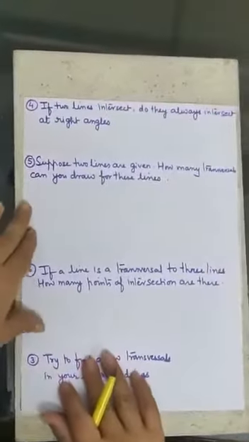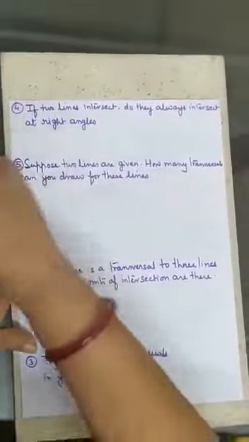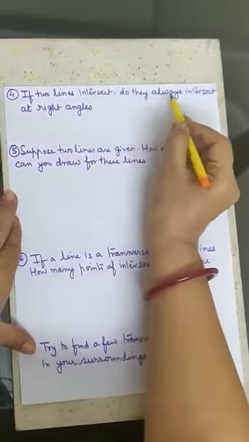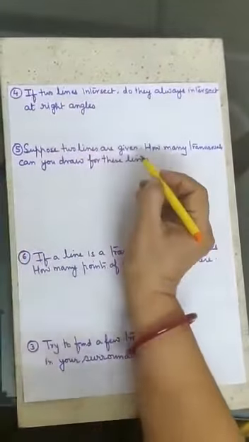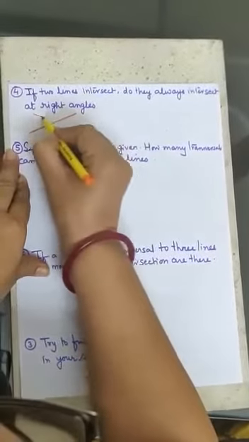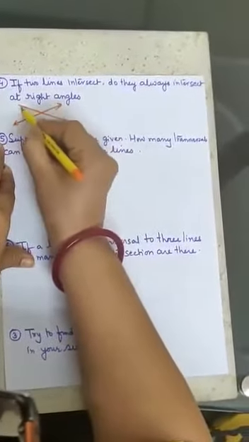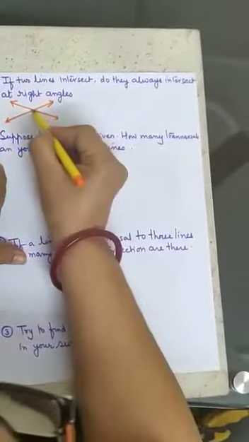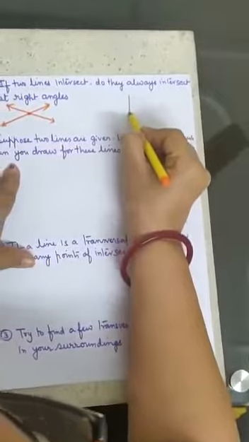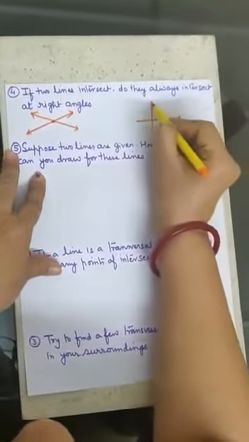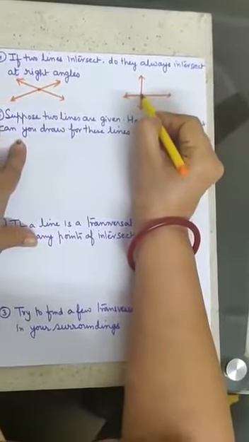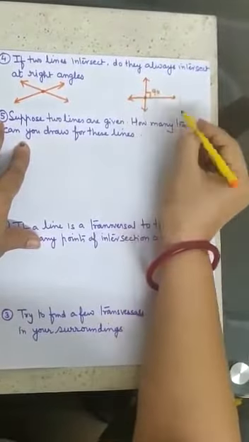Now let us come to the next question, question number 4. If two lines intersect, do they always intersect at right angles? See, these are two lines, so they do not intersect at right angles. This is not a right angle. Now another case. So here these are the two lines, they are intersecting at this point and this angle is 90 degree.